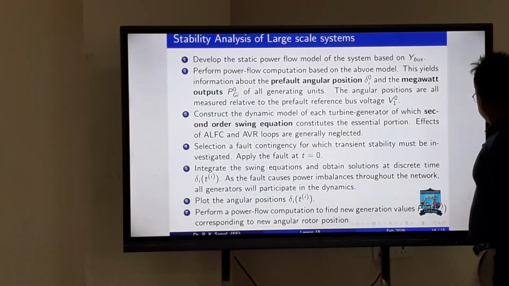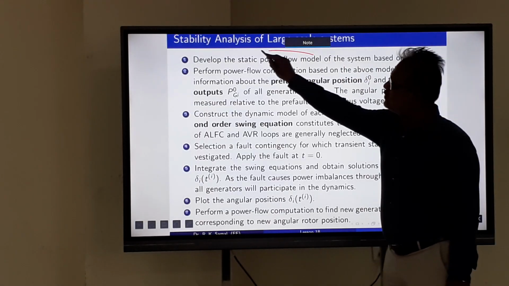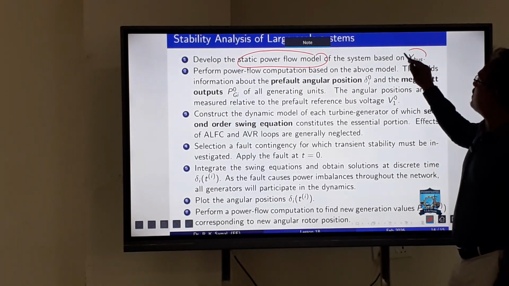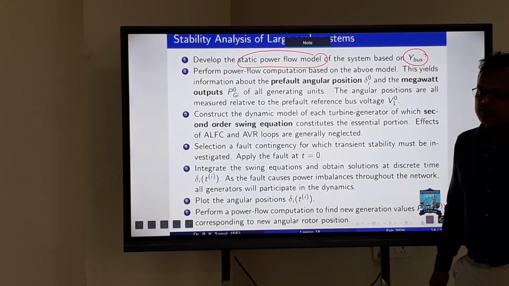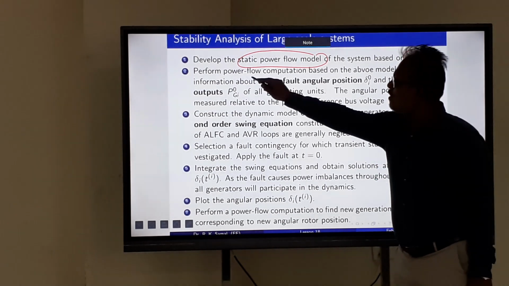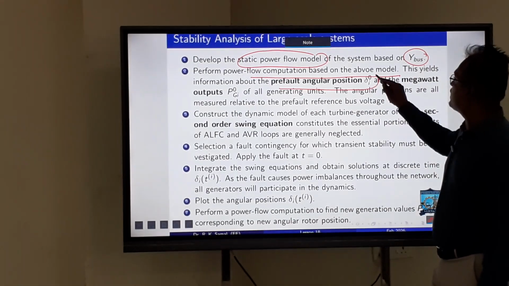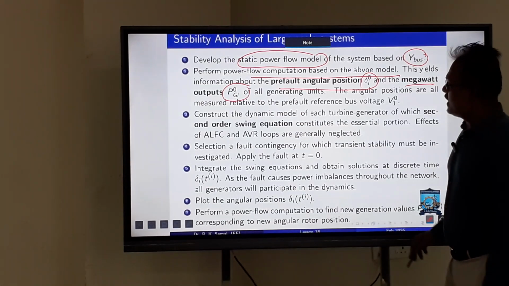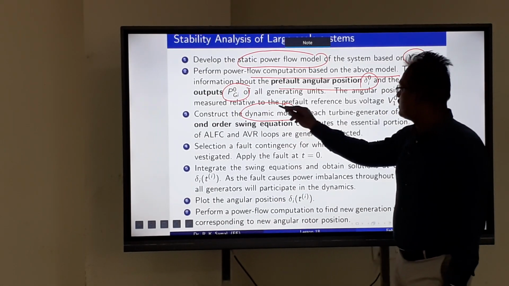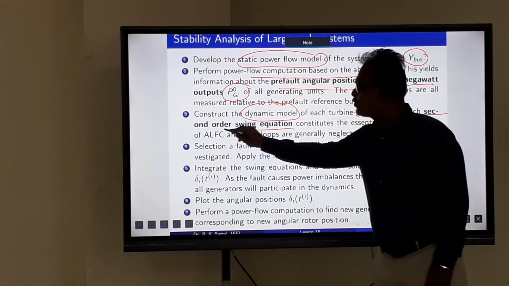So how do we proceed? First thing is that we should do a static load flow model based on the Y bus, and for the Y bus you need line parameters R and X, which are given in the MATPOWER case file. Perform power flow computation based on the above model. This gives the prefault positions delta 0 and megawatt output PG of all of them. Then construct the dynamic model for each turbine generator, which is a second order swing equation model.